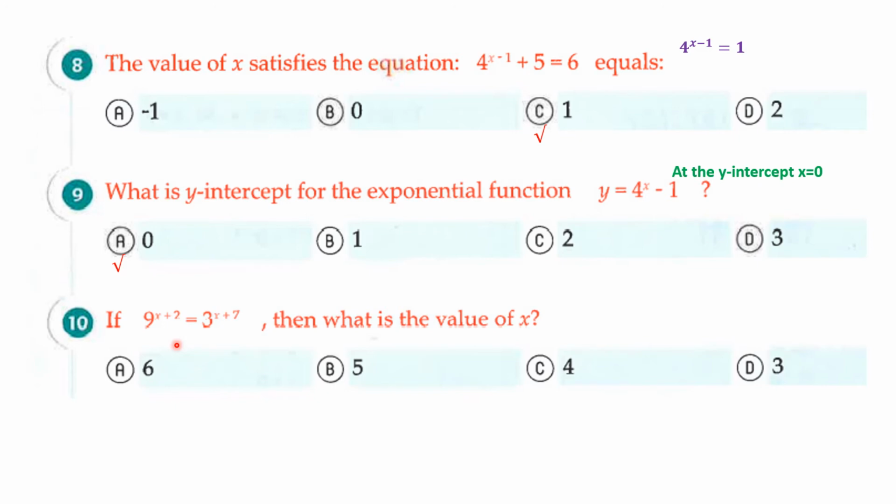If 9 to the power of x plus 2 equals 3 to the power of x plus 7, make the bases equal. 9 is 3 to the power of 2. Remember to multiply the 2 by the x and by the 2. So you're going to end up with 2x plus 4 equals x plus 7. And so at the end, x will equal 3.